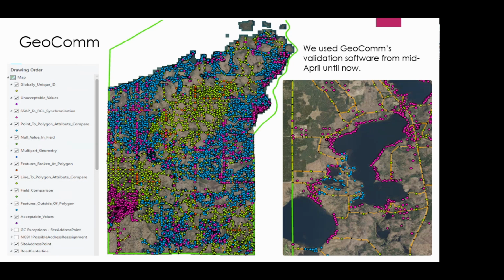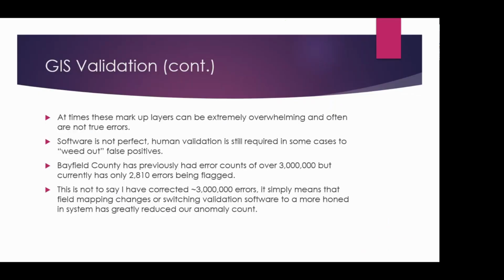We were expecting the to-left county to be Bayfield County, but we got the value of Ashland County. This is not correct. Please look at this and adjust this. Where with Datamark, it was more so flagging, there's an issue, figure it out. So it was a little bit overwhelming. So the software is not perfect. Human validation is still required in some cases to weed out false positives.